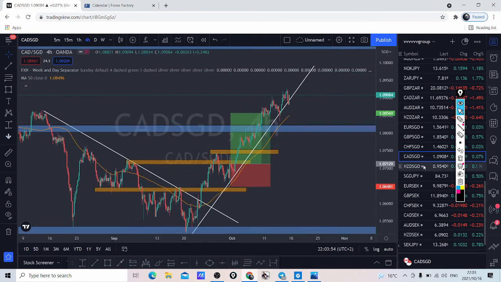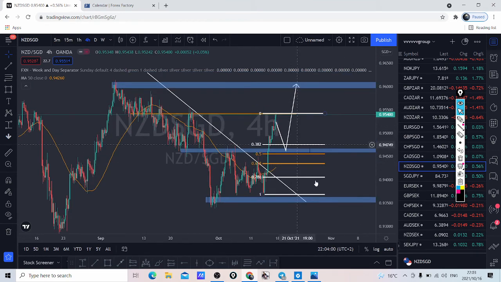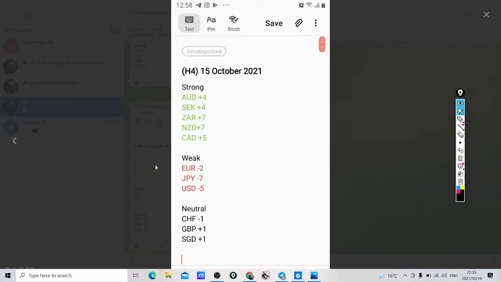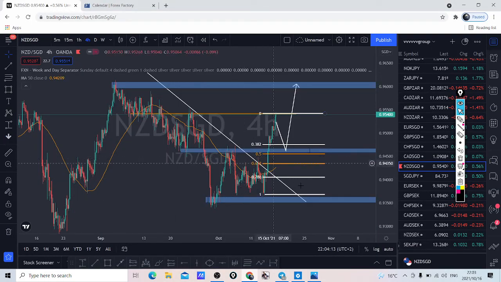Okay, here nothing interesting either. NZD SGD. This one, I'm expecting a pullback, then a buy. Why? Because the NZD is bullish at +7, and the SGD is neutral. So this thing is going to make a pullback.